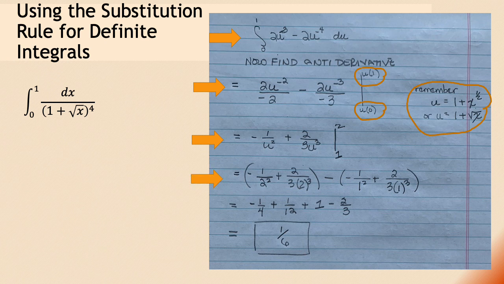I'm going to substitute 2 in for u in the first part, and then I'm going to subtract the expression when I've substituted 1 in. This is just exactly the way that we have evaluated definite integrals in the past. So I'm going to do the same thing. Now you got fractions to deal with, but you're going to simplify everything and you'll end up with 1/6.